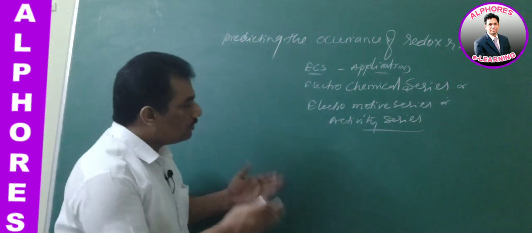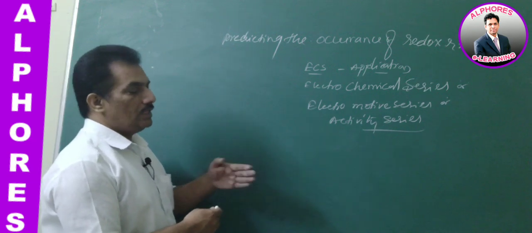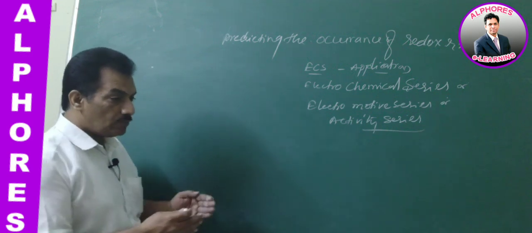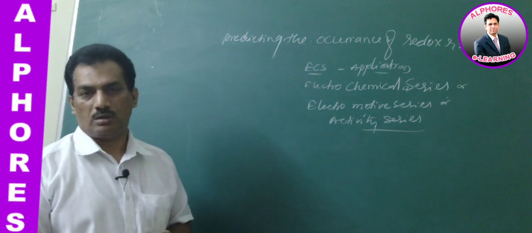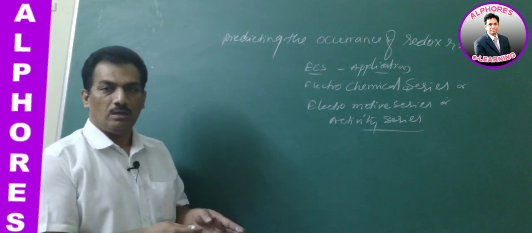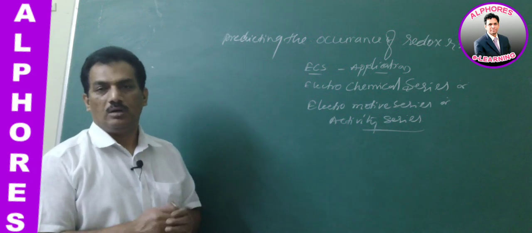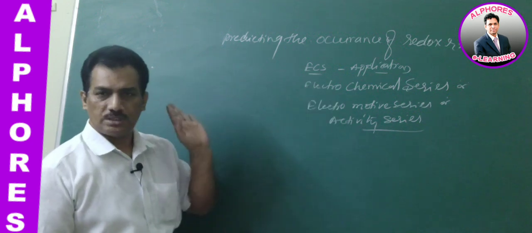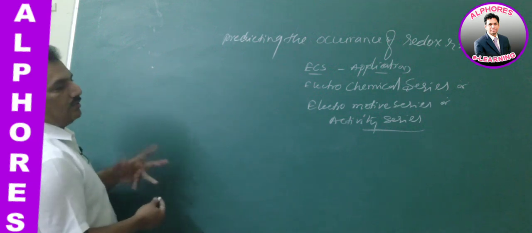What is that, and how is it useful in determining the redox reaction, whether the redox reaction takes place or not, whether it is possible to construct a voltaic cell from the given electrodes or not. In case it is possible, which electrode should be taken as anode, which electrode should be taken as cathode. All these details we can get from this ECS. Clear? And now let us define what is ECS.